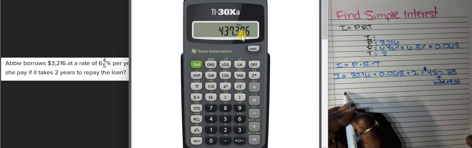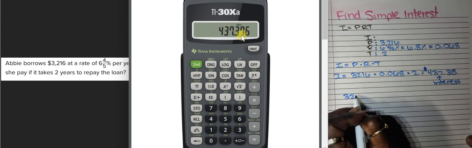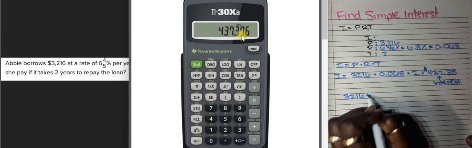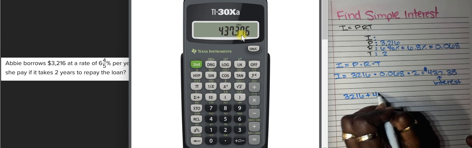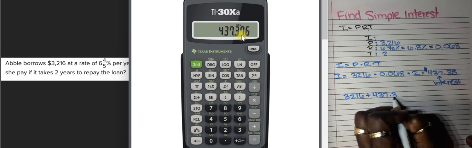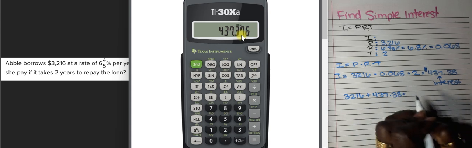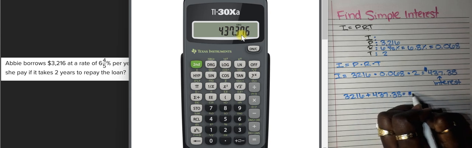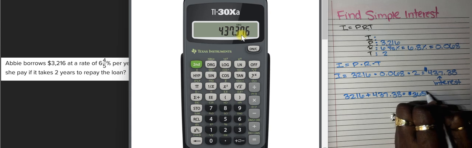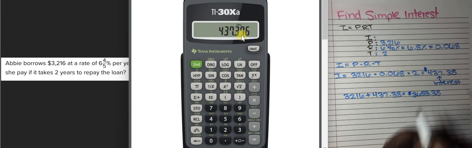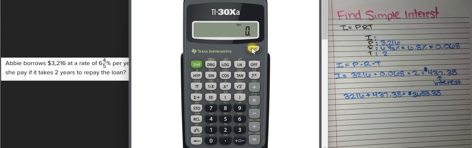Now we need to take this interest amount and add it to the principal to find out the total amount that she needs to pay. So the principal is going to be the 3,216 plus the interest that she's going to pay, which is $437.38. And then we should come out with $3,653.38.